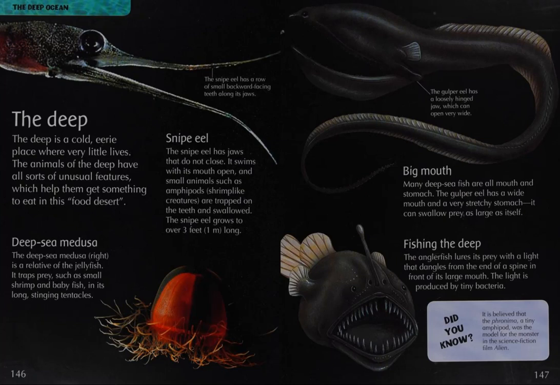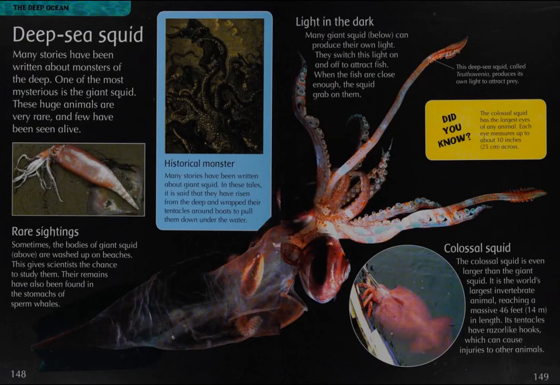Did you know? It is believed that the phronema, a tiny amphipod, was the model for the monster in the science fiction film Alien.